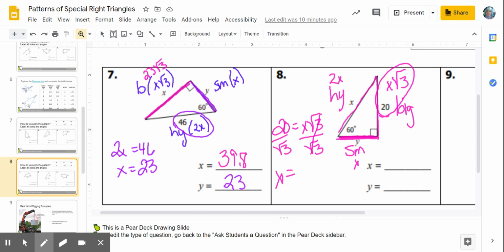Anybody got that? 11.5. Yay, Sammy. That's my pink X, which is their black Y. So my 11.5 needs to come down here. This is the problem when you start using the same variables for different things, right? I'm using X for their small side and they're using X for the hypotenuse. So if I know the small side is 11.5, what's the hypotenuse?